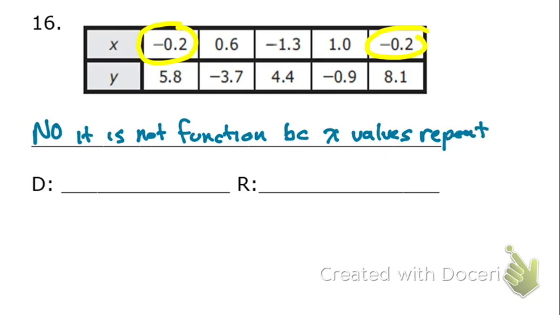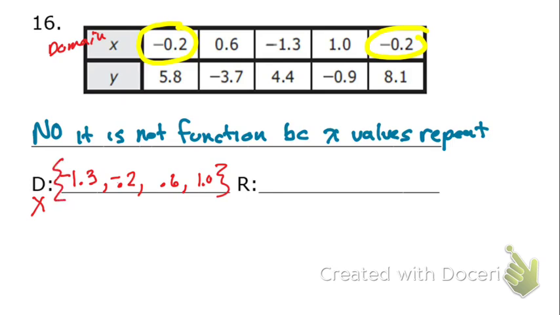Okay. All right, now let's write down our domain. Remember, domain is your x. Domain is x. If you want to write that on there. We'll start from least to greatest. So the smallest number is actually -1.3, followed by -0.2, then 0.6, and then 1.0. So that will be our domain.